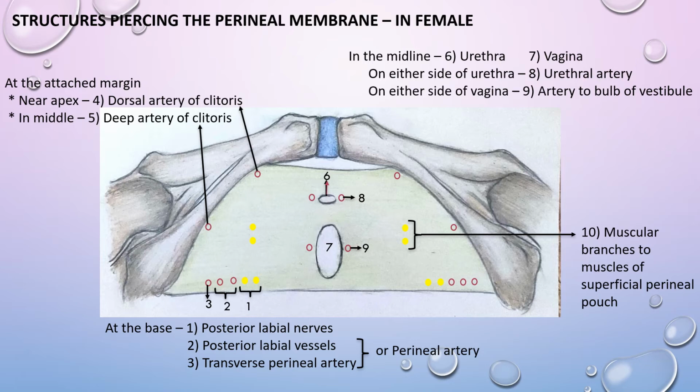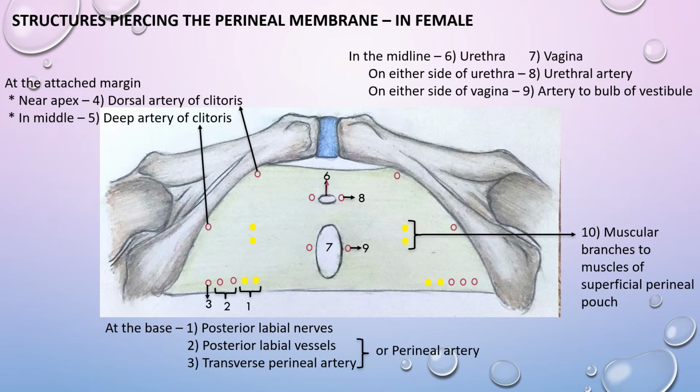Structures piercing the perineal membrane at its attached margin: near the apex, the dorsal artery of the clitoris. In the middle of the attached margin, the deep artery of the clitoris. Coming to the structures piercing the perineal membrane in the midline: the urethra. Behind the urethra, the vagina. On either side of the urethra, the urethral artery. On either side of the vagina, the artery to the bulb of the vestibule. Then lastly, muscular branches to the muscles of the superficial perineal pouch.